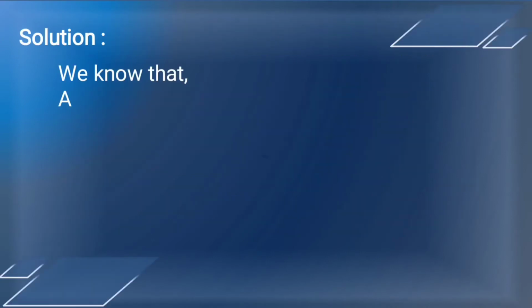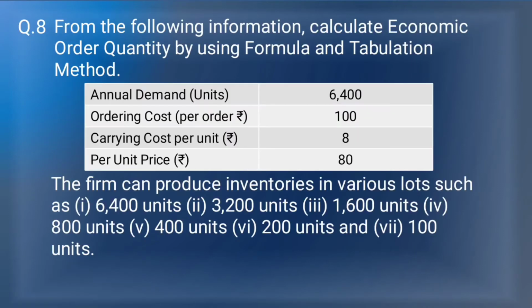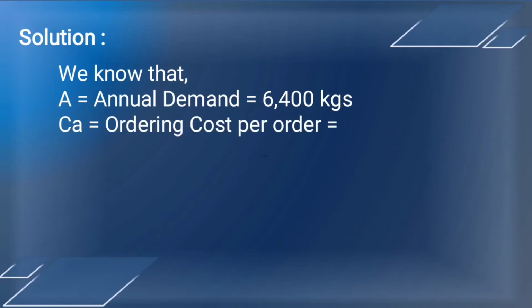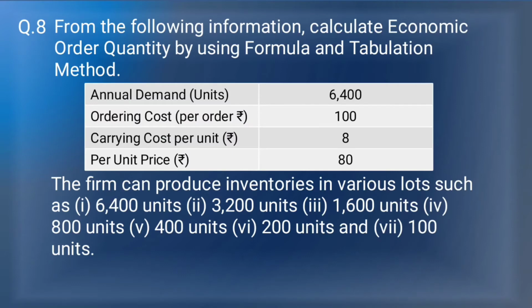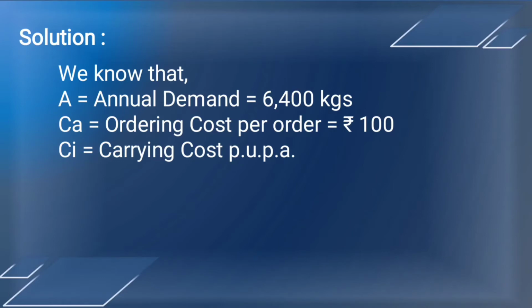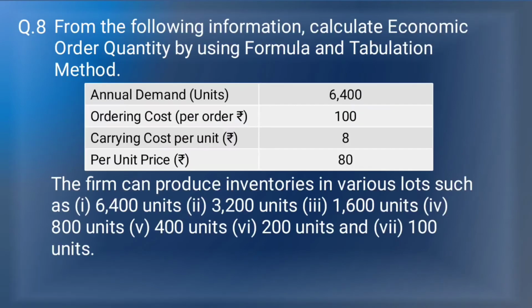We know that A stands for annual demand, which is equal to 6,400 units. So 6,400 kgs. CA is equal to ordering cost per order, which will be equal to rupees 100. CI stands for carrying cost per unit per annum, which will be equal to rupees 8.